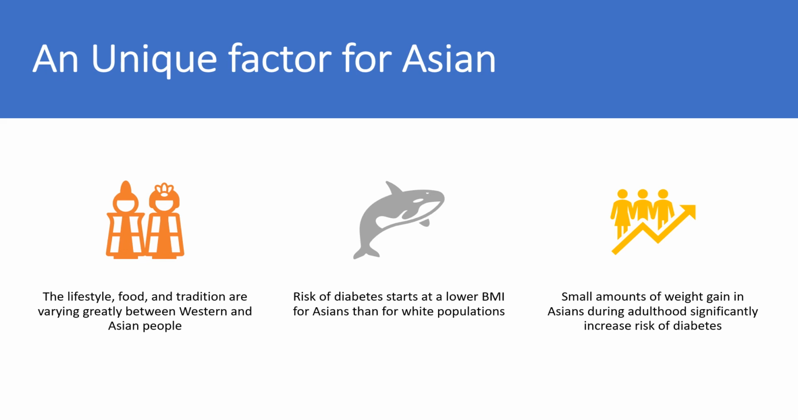Second, we have to understand that the risk of diabetes is higher in Asians, even at lower BMI, and it becomes no surprise that you see a higher prevalence of diabetes, especially among Asian countries. We also need to remember that even a small amount of weight gain during adulthood increases our risk of having diabetes. Studies show that we have to keep our BMI at 22 to prevent getting future diabetes.